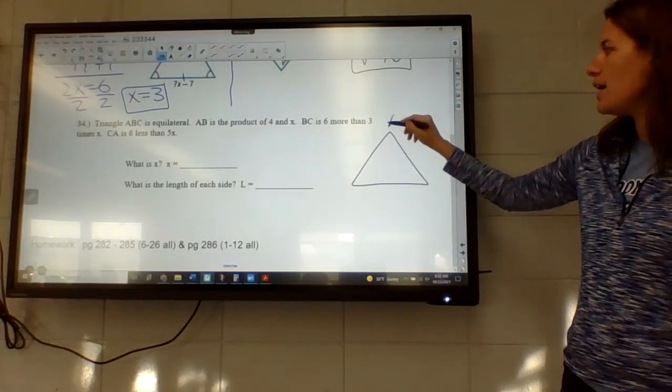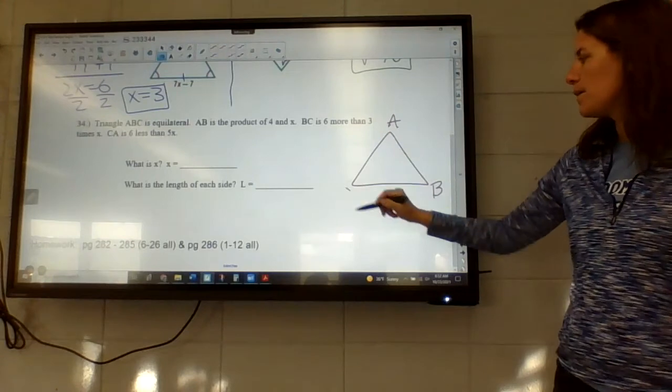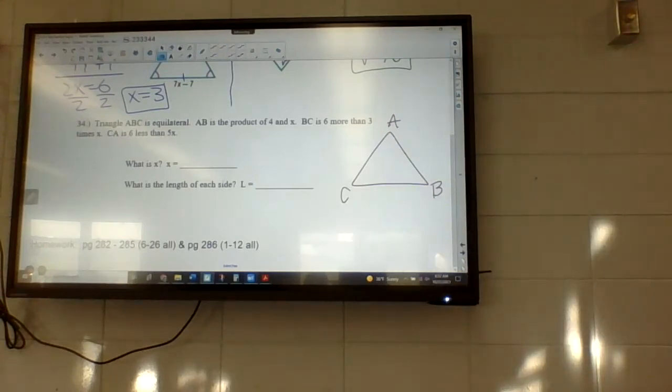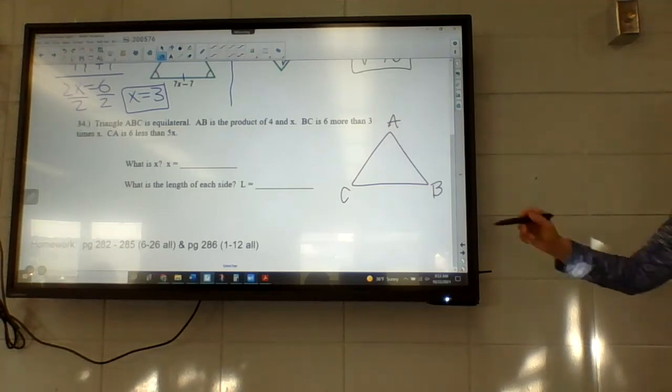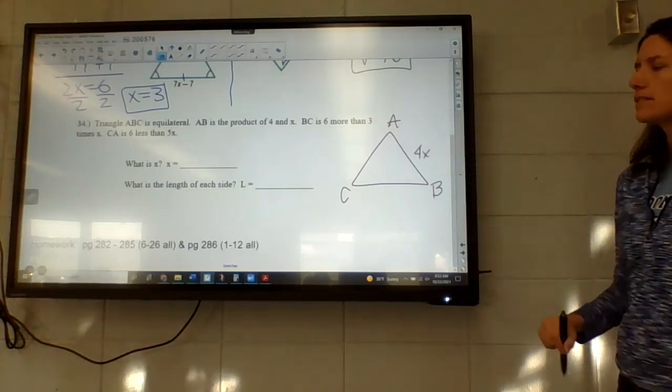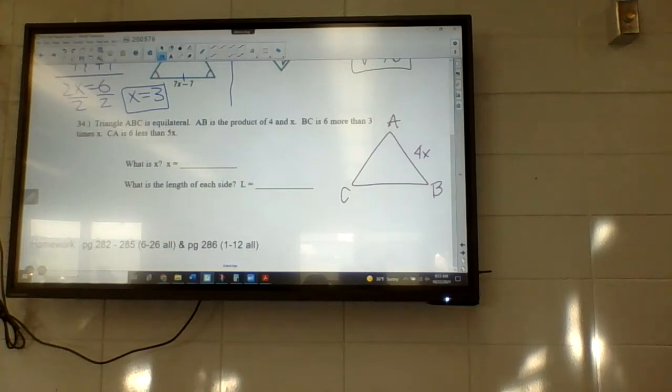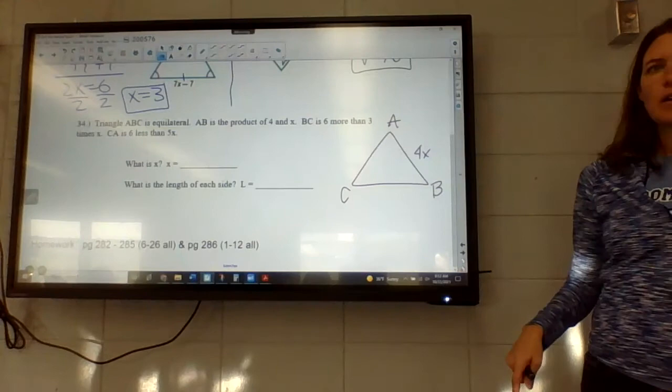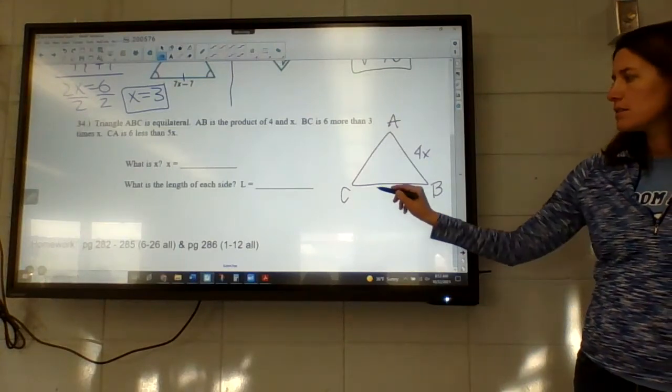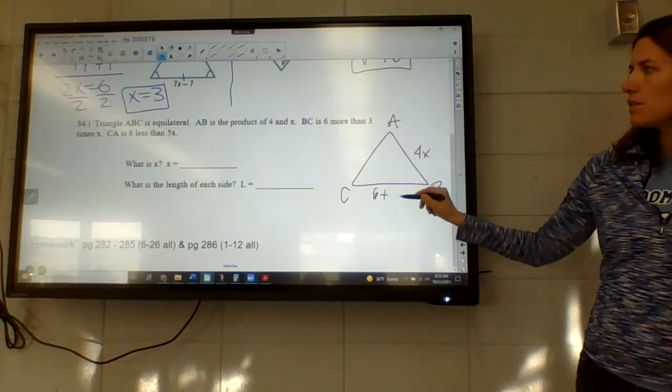So we have A, B, C. AB is the product of 4 and x. What is product? Multiplication. How do I write that? I have 4 times x. So AB, the product of 4 and x, is just 4x. That's that one side. BC is 6 more than 3 times x. How do I write that? 6 plus 3x, right?